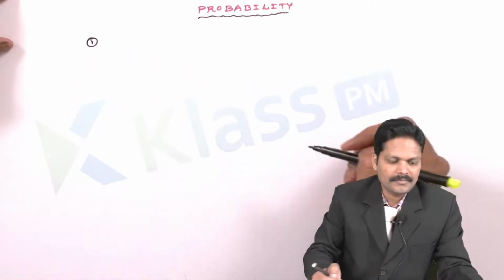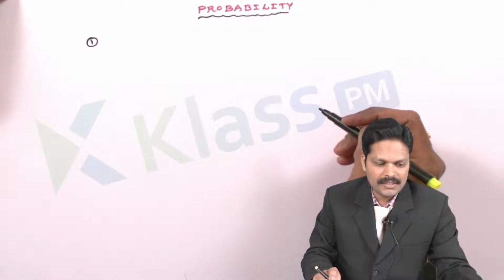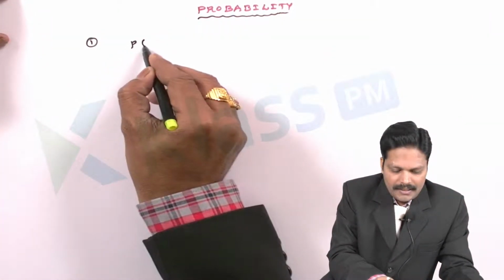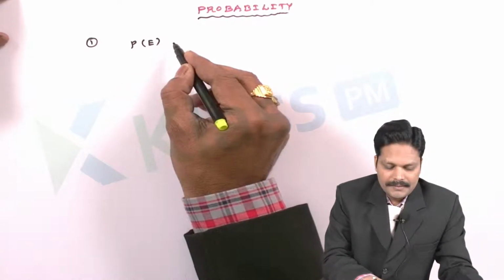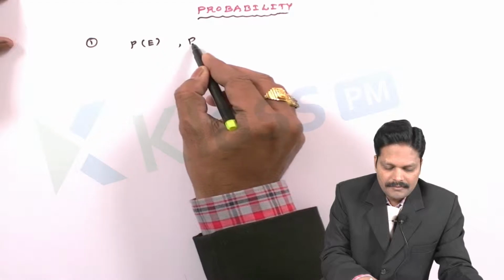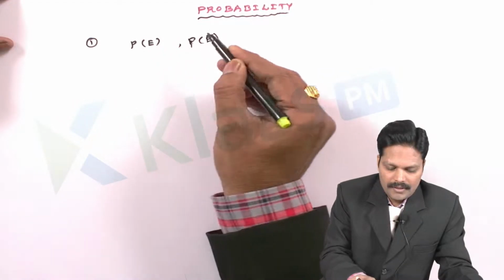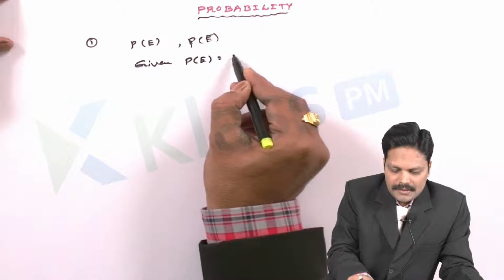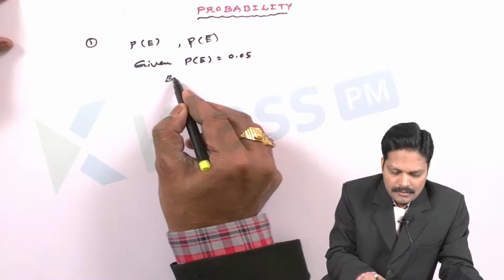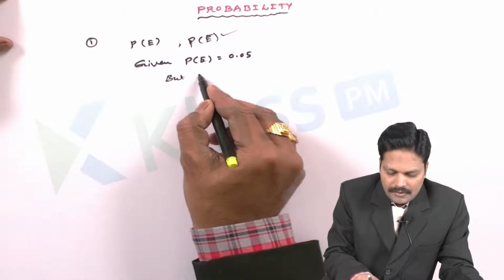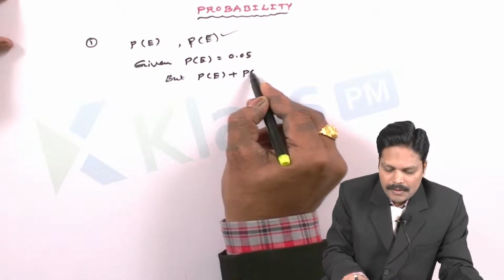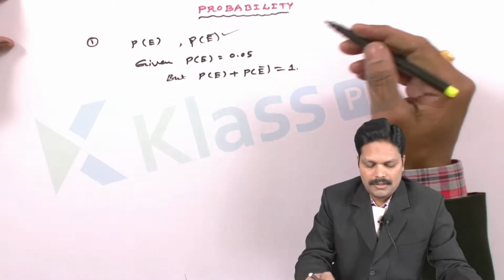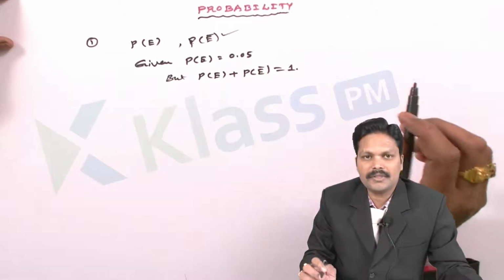Let us consider the first problem from the textbook. If P of E is equal to 0.05, what is the probability of not E? The probability of an event we define as P of E, and the probability of not the event we define as P of E dash or E bar. Given in the question, the probability of the event is 0.05 and we need to get the probability of E bar. We know probability of E plus probability of E bar is equal to 1. So getting chances and not getting chances, the sum should be equal to 1 for the particular event.